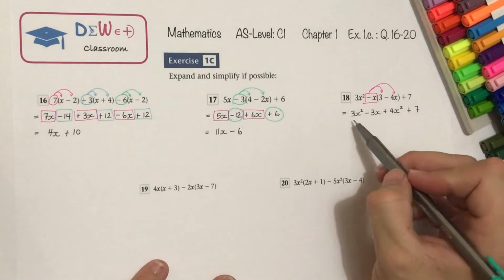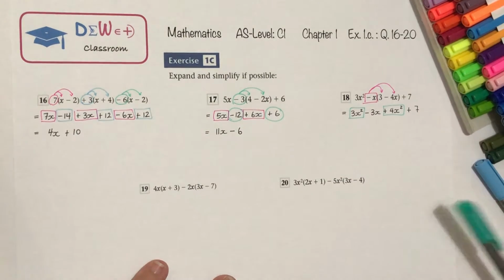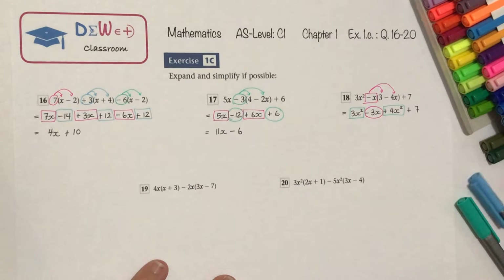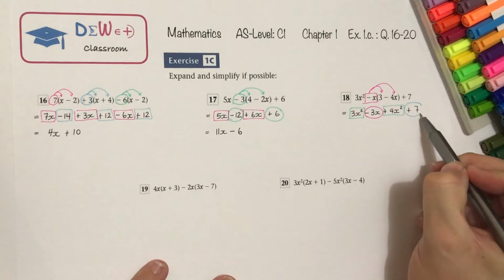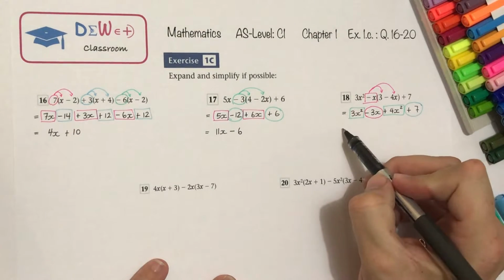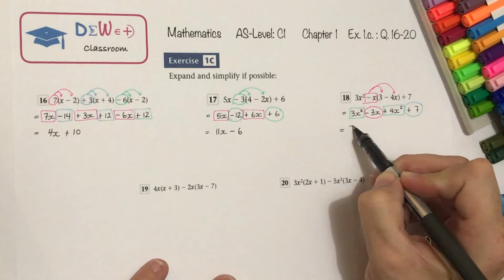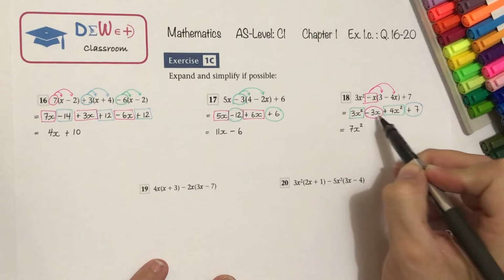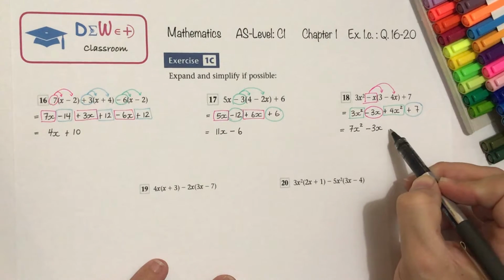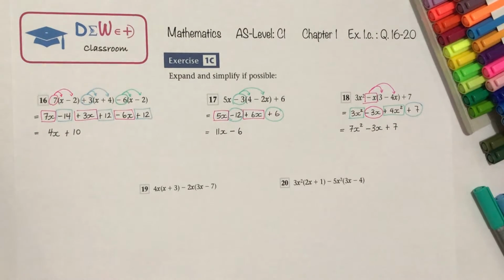We identify our like terms. There we have a 3x squared, plus 4x squared. We have a minus 3x and we have a plus 7. We now add the like terms. 3x squared plus 4x squared gives us 7x squared. Minus 3x, there is only one term. And the plus 7, there is only one term. And that is your final answer.